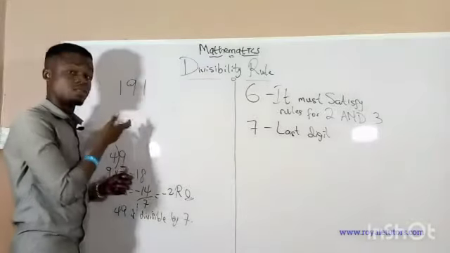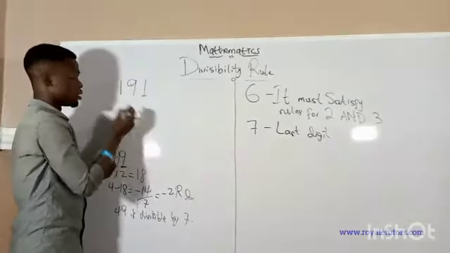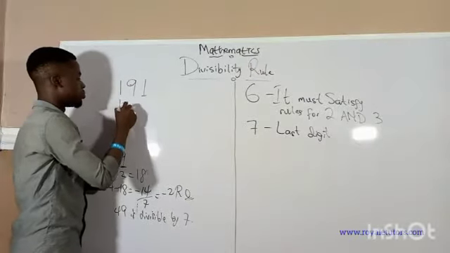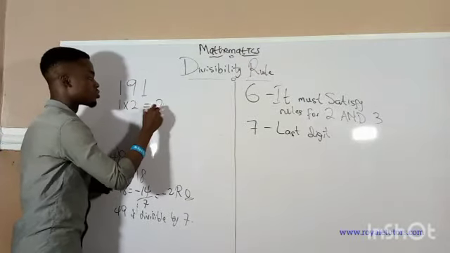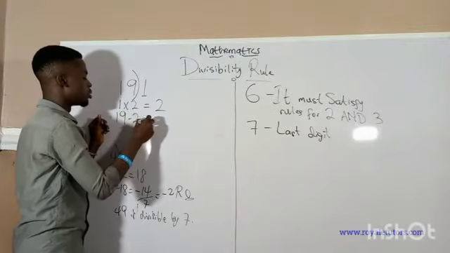191. To check if it is divisible by 7, what we have to do is to double the last digit. The last digit is 1. Double the last digit, you have 1 multiplied by 2. And that is going to give us 2. So when you double, it's going to be 19 minus 2, which is going to give us 17.